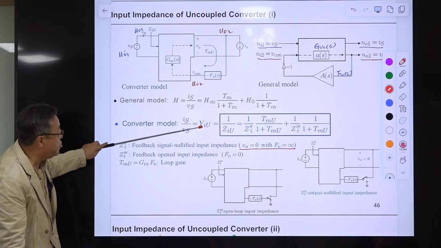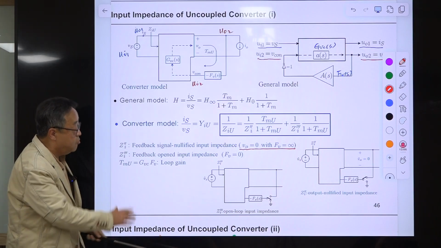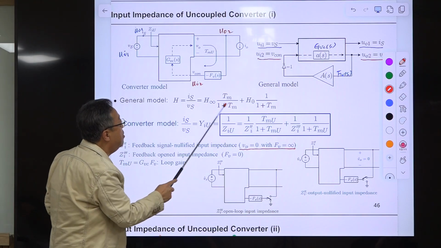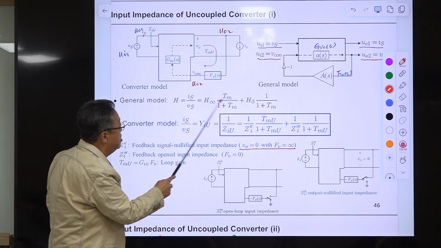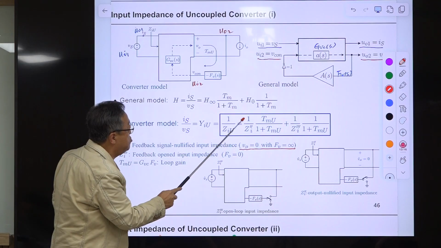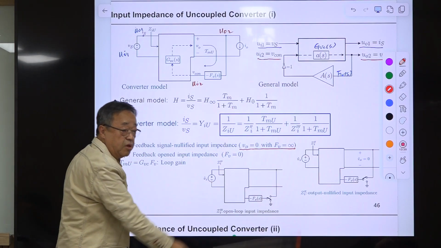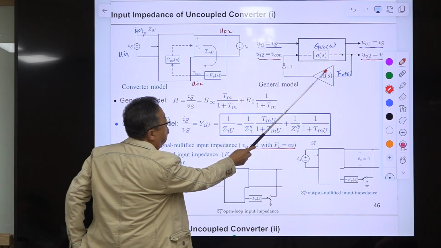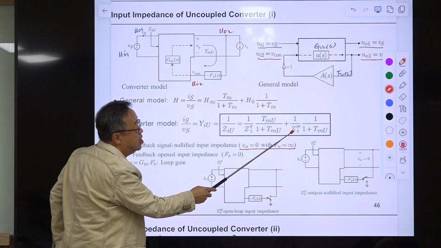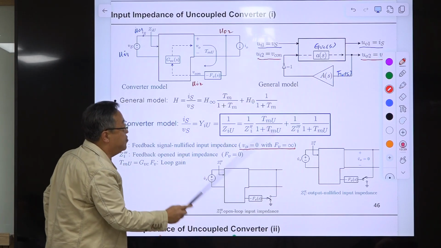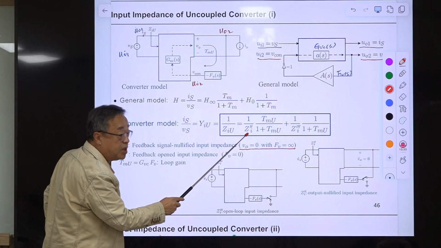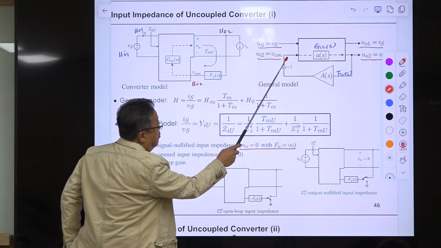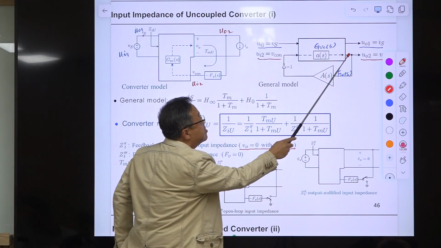So for that, we apply this. If you think about this a little bit, this remains the same. Only H infinity and H0 are changed to this. This is obvious. H0 is with feedback open. So this is the open loop input impedance, and this is the output nullified input impedance, because this guy becomes infinity. To have a finite number here, then this should be 0.